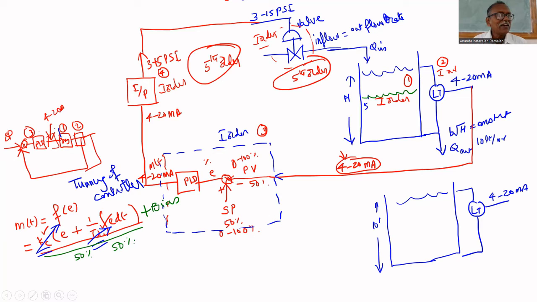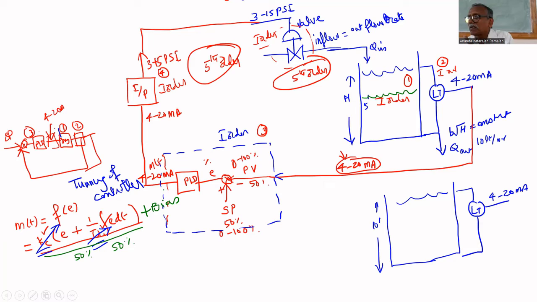To maintain that 50%, let us assume that the valve is open to 50% always. Always the valve is open to how much? 50%. The bias is 50%. That's why the valve is always open 50%. Therefore, level is always 50%. That's why there is no need of PID control. Useless control. If it works perfectly, bias alone is sufficient.